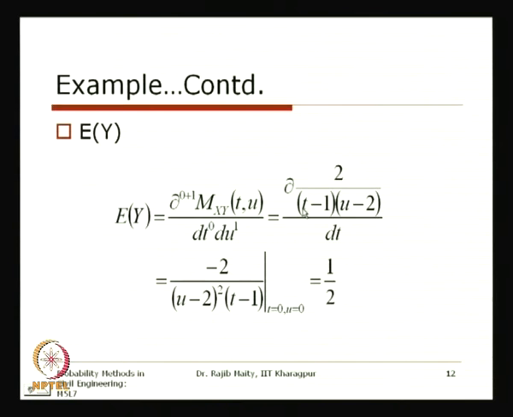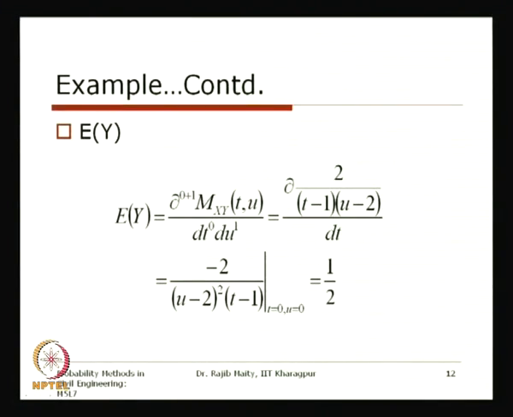So we are doing the first order derivative of the moment generating function with respect to u, and after doing so, the value we get at t equals 0, u equals 0 is half. Which is again as per our experience: if the marginal density is 2 e power minus 2y, it is an exponential distribution with lambda parameter 2, and its mean should be 1 by lambda, which equals 1 by 2. So this is what is there.